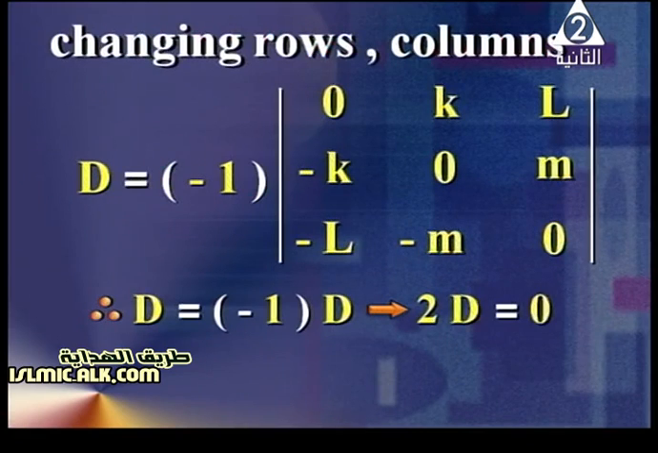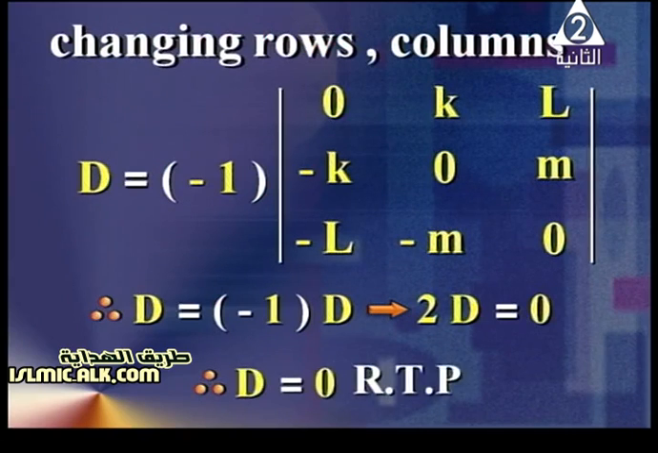2D equals 0. Why? Because the equation is D equals negative D. By using the additive inverse, then 2D equals 0. In this case, D equals what? The determinant must be equal to 0.